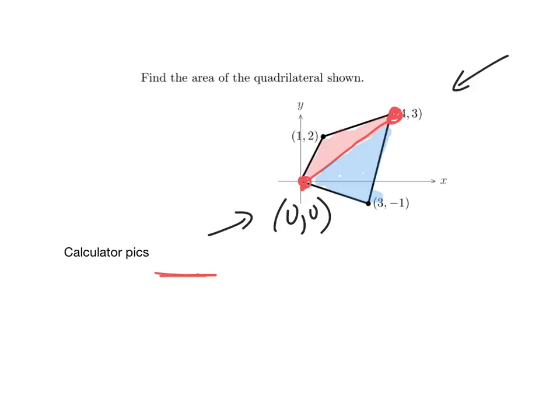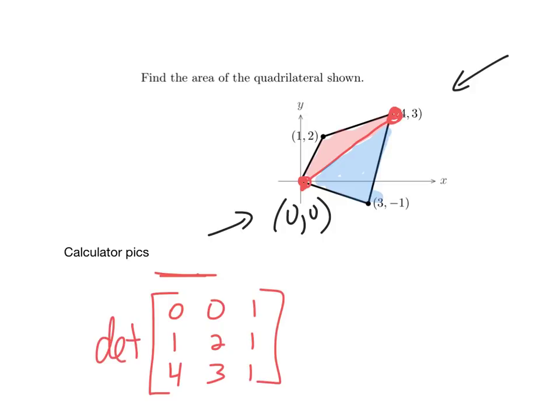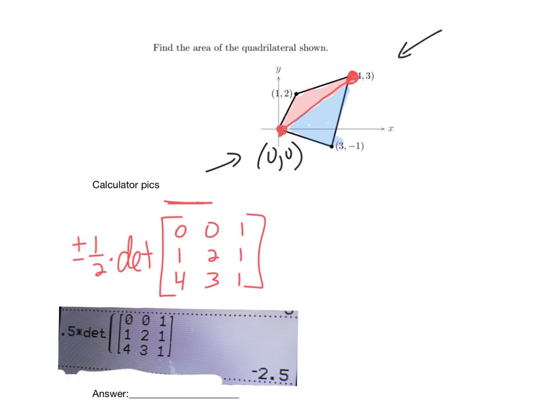Let's take the 3 vertices. And again, it doesn't matter the order. Let's take 0, 0, 1, 2, and 4, 3. Let's use 1s as placeholders. And let's find the determinant of that red triangle, and then we'll multiply it by a half. Maybe positive a half, maybe negative a half. It all depends on the sign of that determinant. So here my calculator tells me the area is -2.5. I'm just going to make it positive because the area can't be negative.